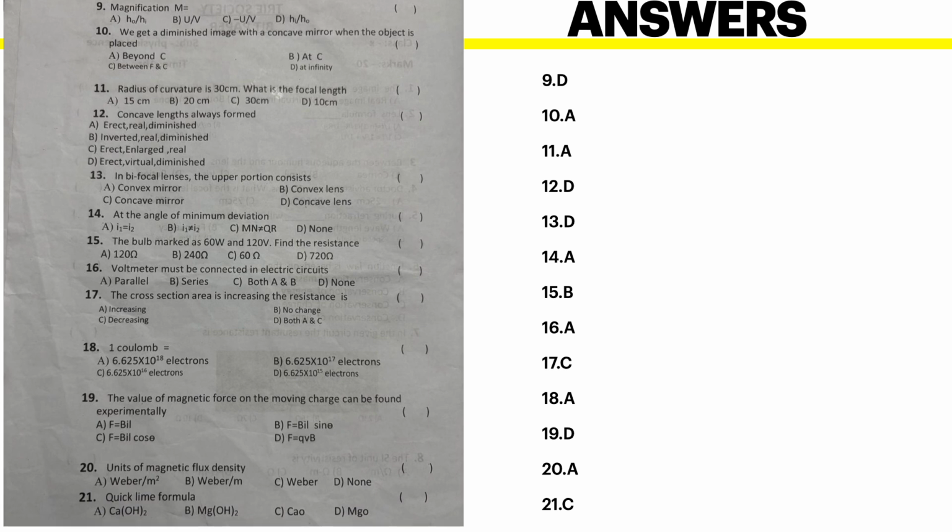Next one, 1 coulomb is always equal to 6.625 into 10 to the power of 18 electrons. So A is the right answer. Next one, 19th one, the value of magnetic force on the moving charge can be found experimentally. So the formula is, see this one, F is equal to QVB. F is equal to QVB. So D is the right answer. Next one, see the 20th one, units of magnetic flux density. So Weber per meter square. So A is the right answer. Quicklime formula is calcium oxide. C is the right answer.